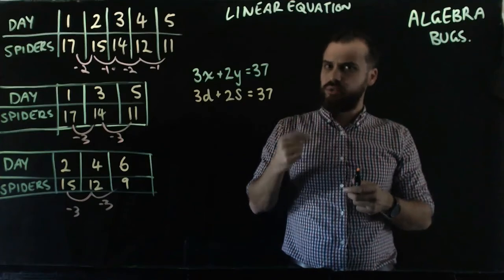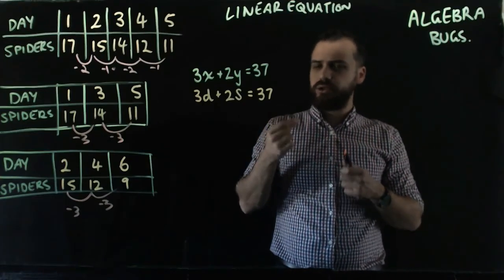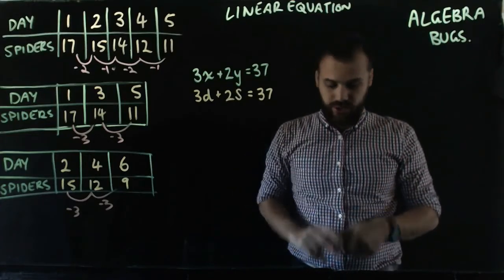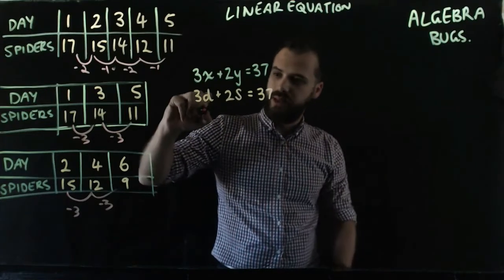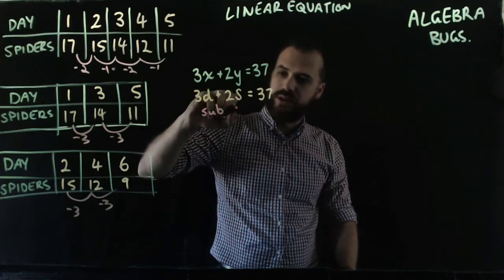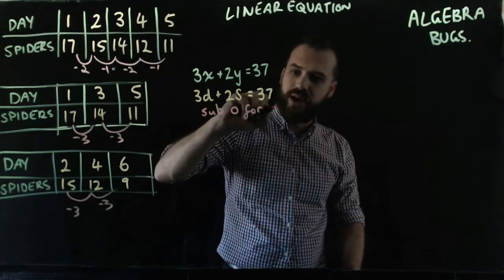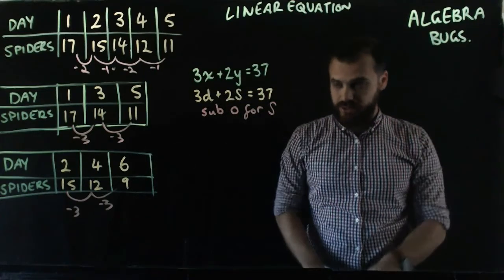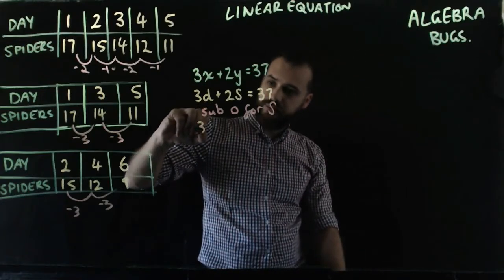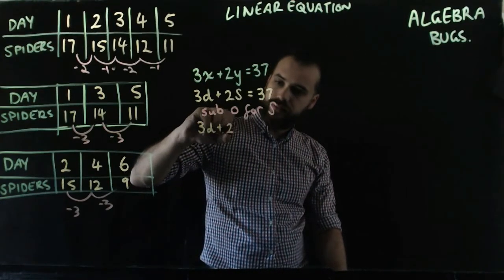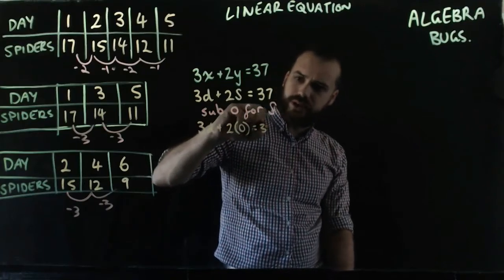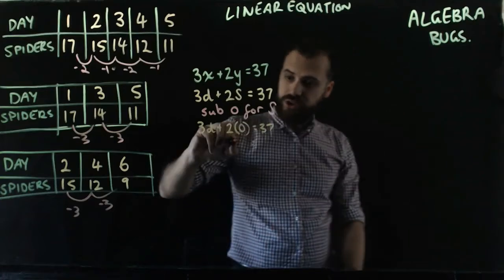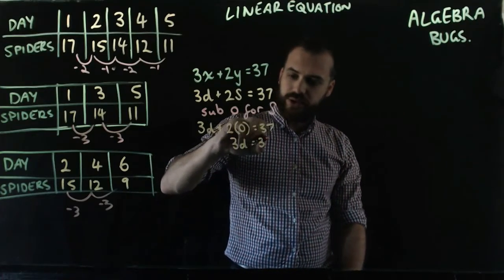So the thing that you wanted to know was how long would it take before we had 0 spiders. So all we would need to do is substitute 0 for s into this equation. Now I'll try that now. 3d plus 2 times 0 equals 37. Now 2 times 0 is 0, so it's going to vanish. We have 3d equals 37.